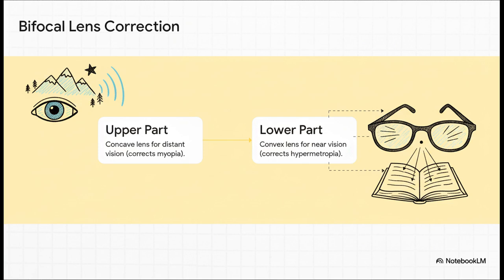The solution is really smart. It's called a bifocal lens. Bi means two, right? So it's basically two lenses in one. The upper part of the lens is concave. That's to correct the myopia for seeing far away. And the lower part is convex. That's to correct the hypermetropia for close-up work, like reading a book.